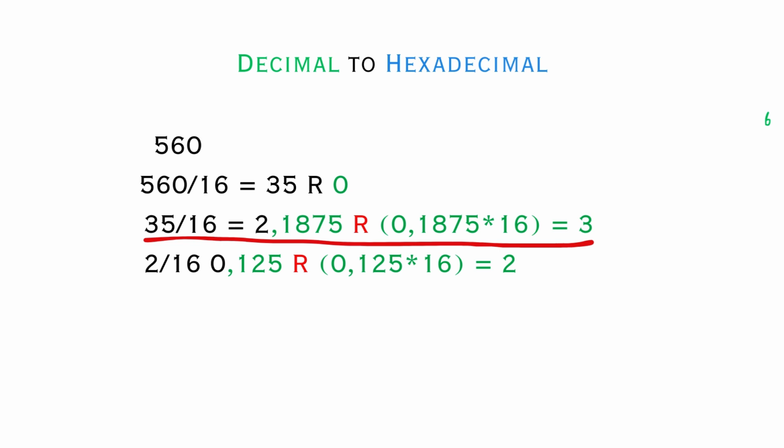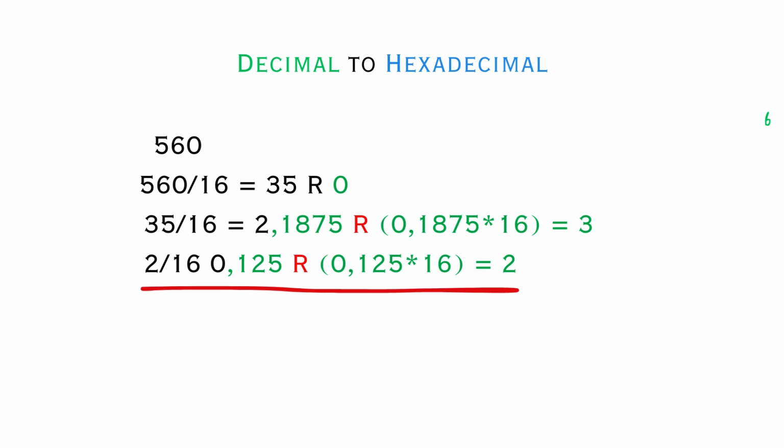2.1875. As before, we do 0.1875 times 16. So we write down 3. And now we get the 2, and we do 2 divided by 16, 0.125. We stop because there's already a 0 in this part, and when there's a 0, we need to stop. And we do 0.125 times 16. That will be equal to 2. So the remainder is 2.